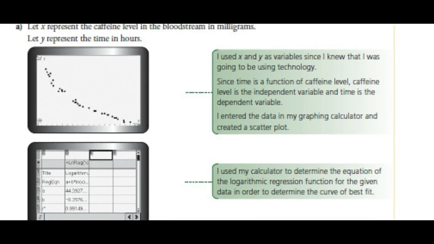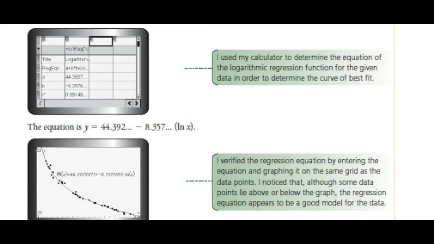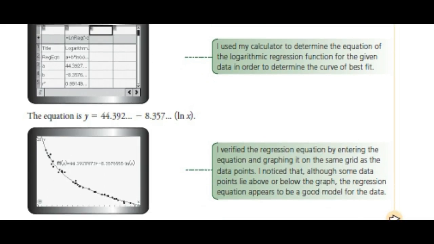So they graphed this, and you could say, well, that looks like exponential decay. Kind of. But exponential decay can also be modeled as a logarithmic regression. So they ran regressions, and you'll be told to do a log regression. They got the equation, 44.392 minus 8.357 ln x.